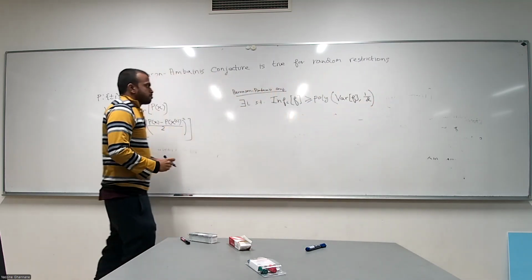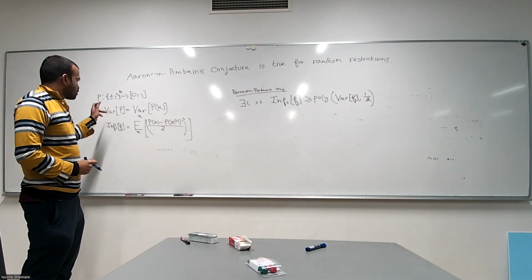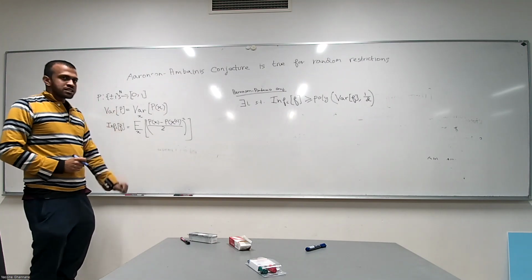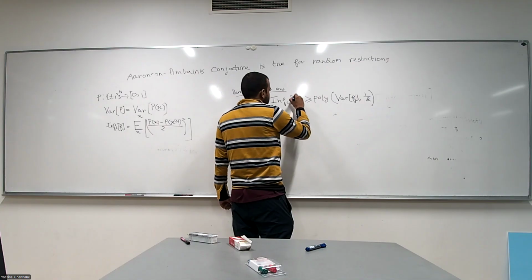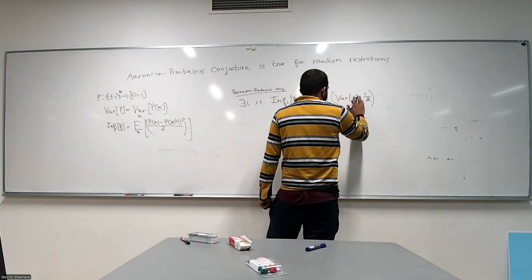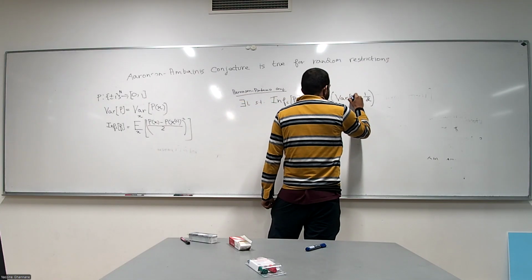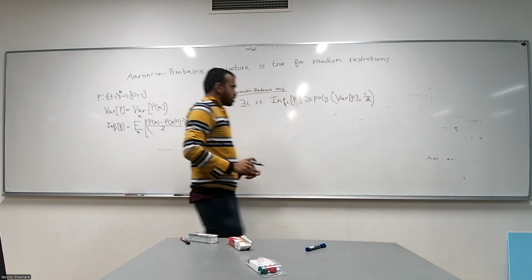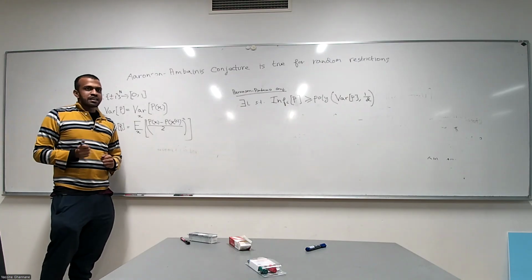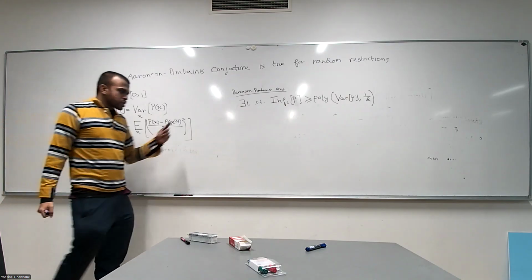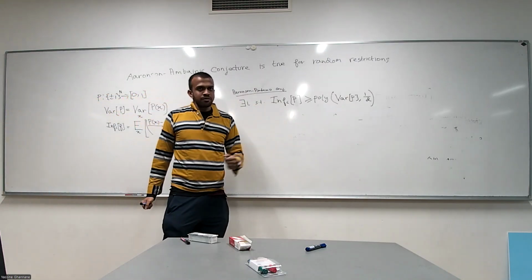It states that if the variance of your polynomial is high, okay, I should replace this one. So it states that if the variance of the polynomial is high and it has low degree, then there is a coordinate whose influence is very high.